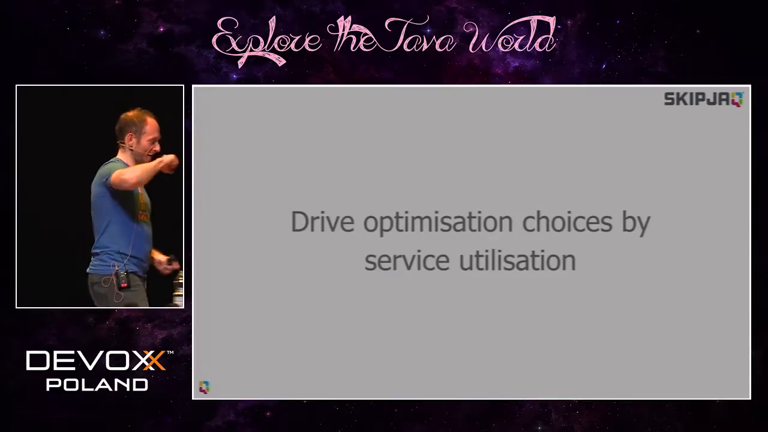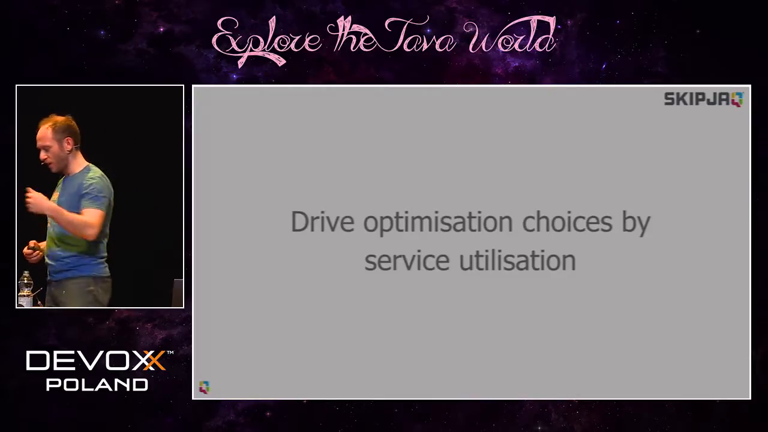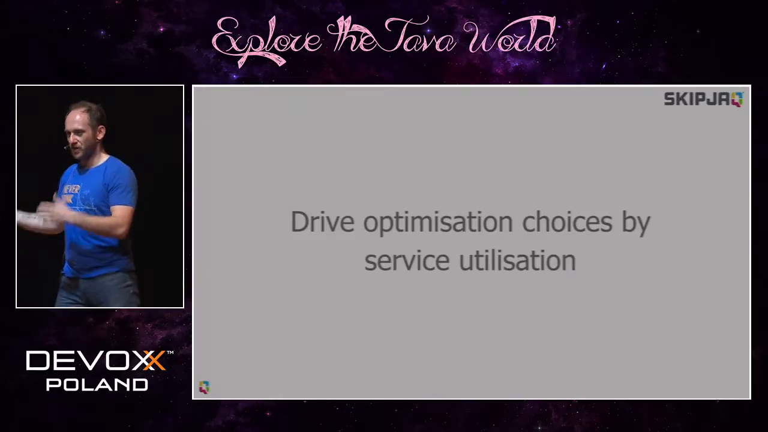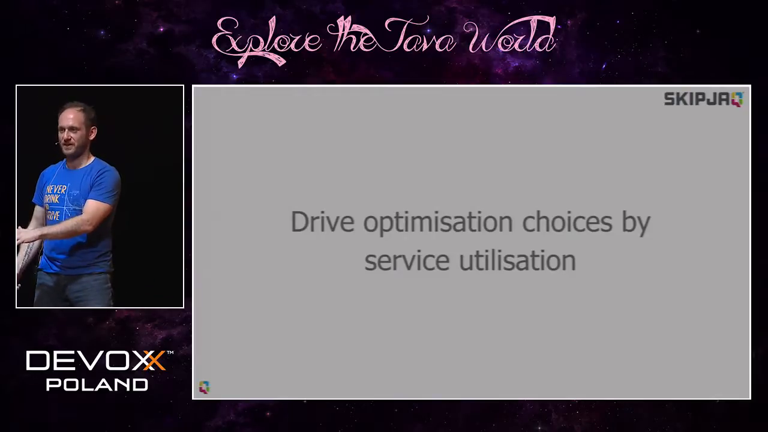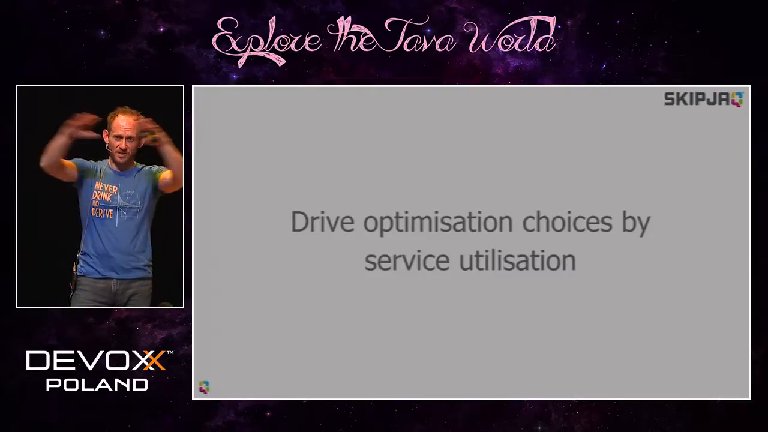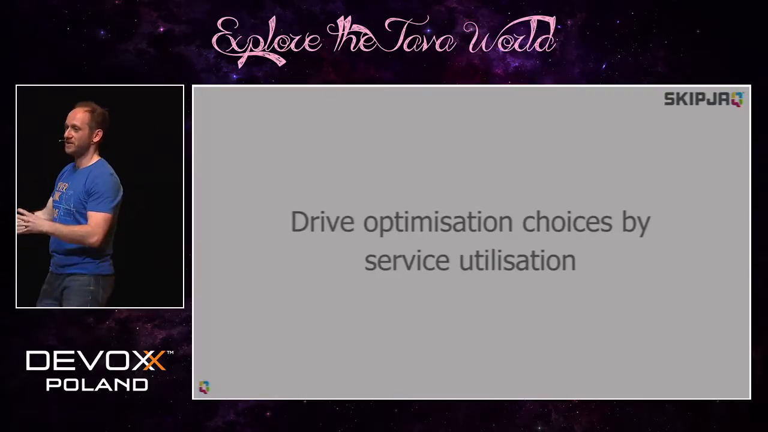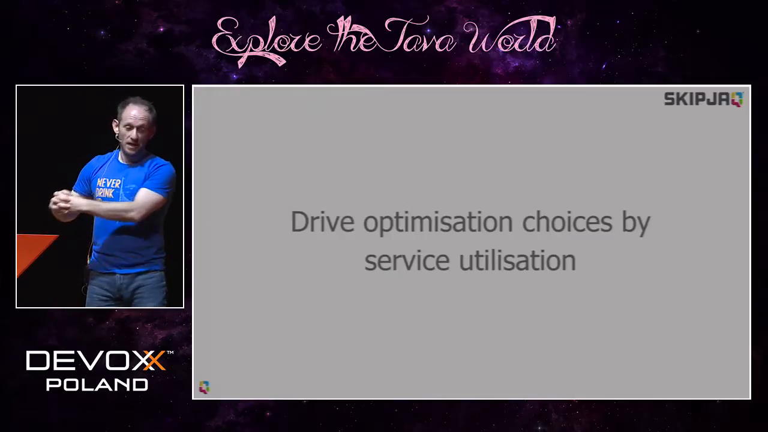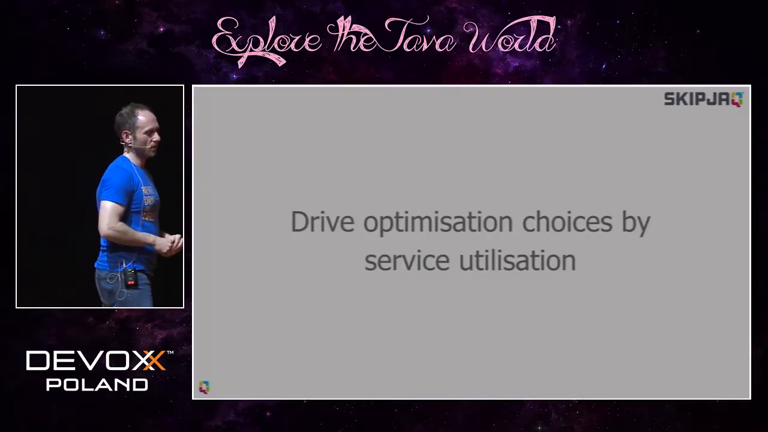So you kind of flip this on its head. You're using this for the decision-making process. It tells us that we should be driving our optimization choices based on our service utilization. So if we're spending a ton of time in one service, that's where you optimize first. It's very hard to optimize a whole graph of microservices at the same time. It's much easier to pull that graph apart and optimize piece by piece by piece. So if you know which one's the most heavily utilized, that's the one you should be focusing on.